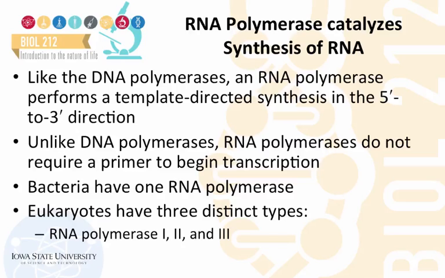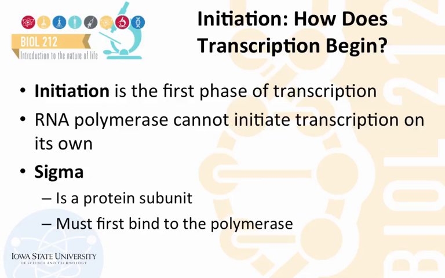This is also the reason why primase, which is a kind of RNA polymerase, is able to synthesize an RNA primer during DNA replication. Bacteria have only one RNA polymerase. Eukaryotes have 3 distinct types of RNA polymerases, 1, 2, and 3. So how does transcription begin? To begin transcription, RNA polymerase needs some help.